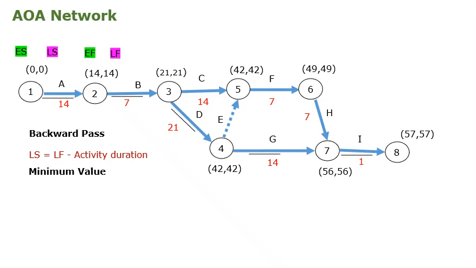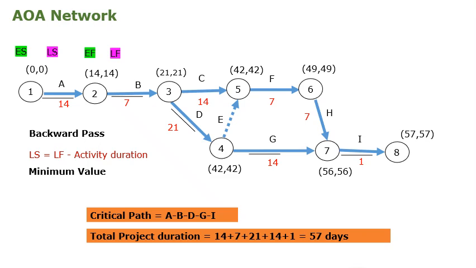We want to fill in the same value that we are getting from the early finish. Using the formula, 57 minus 1 at node 7, it is 56. Similarly, at node 6, 56 minus 7, the duration, so 49. Likewise, we want to fill all the late start values.